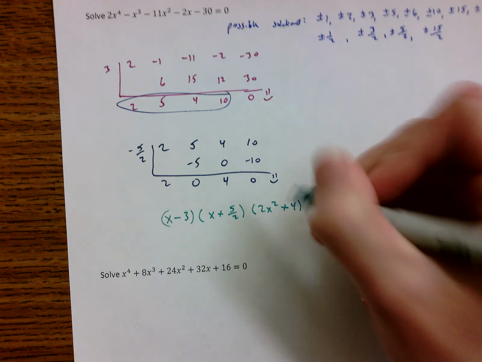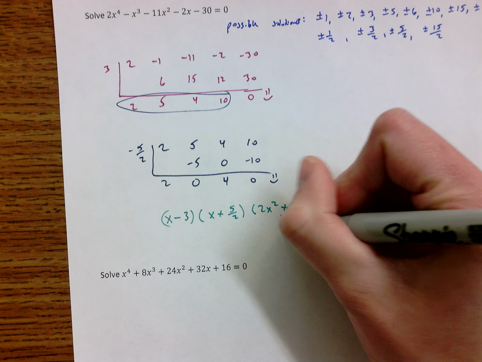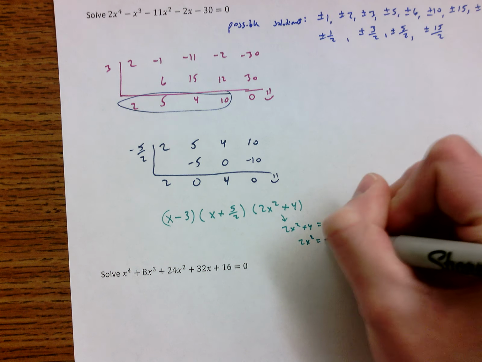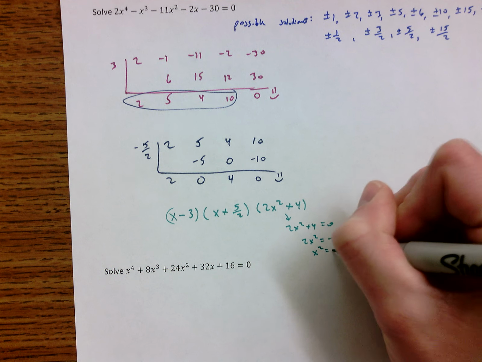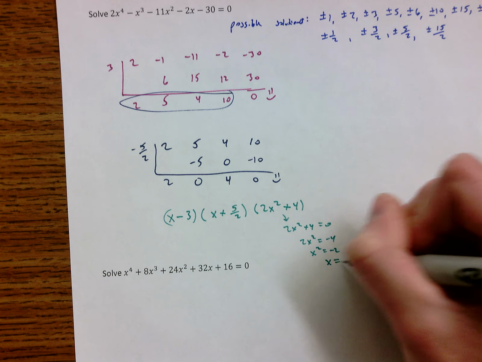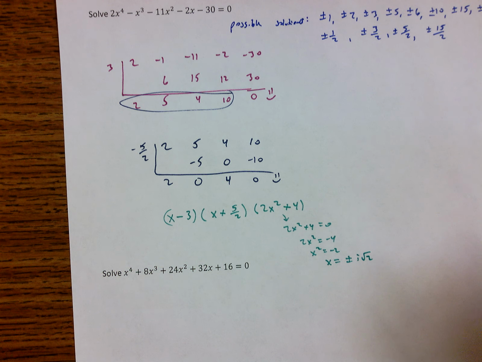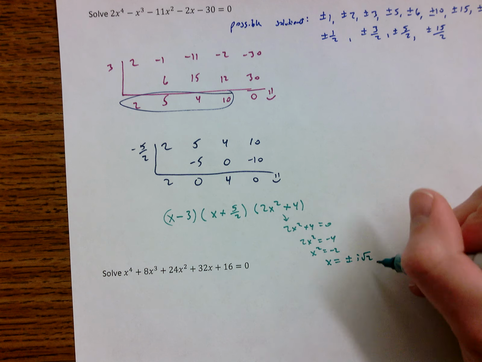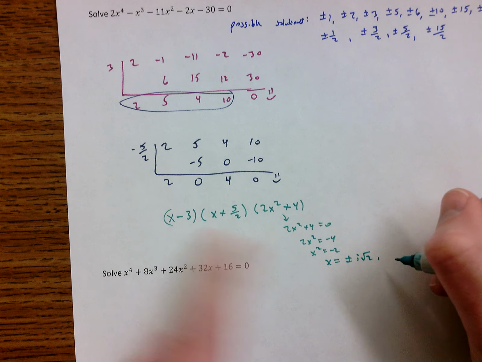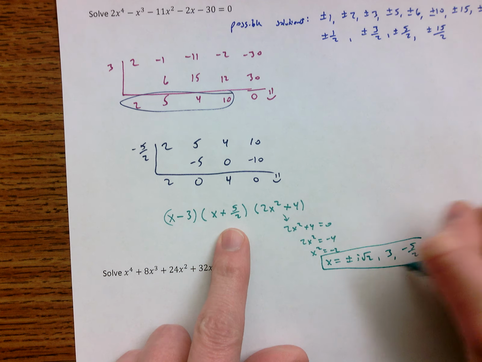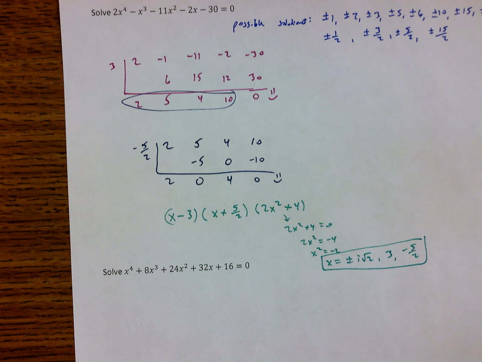So now I've got something that I can pretty easily solve, right? So 2x squared plus 4 equals 0. 2x squared equals -4. x squared equals -2. So x is positive or negative i root 2. Okay, and there's the rest of my solutions. So positive, negative i root 2, positive 3, -5 halves. Those are my 4 solutions to this particular equation.